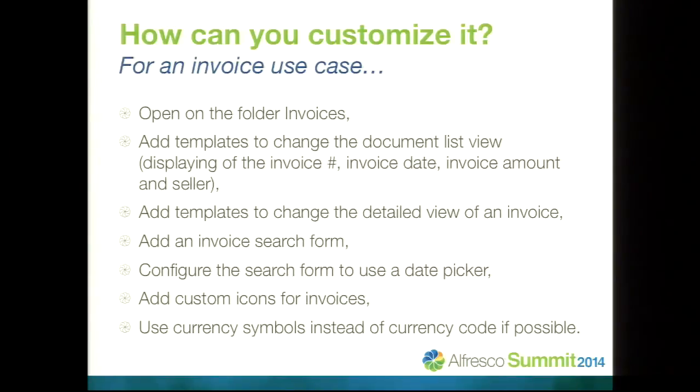So first, instead of displaying the entire repository, we just opened the folder invoices. We added a template to change the document list view, so on the right side we have custom metadata. We added a template to change the detailed view of an invoice to display custom metadata as well. We added an invoice search form. We configured the search form to use a date picker. We added custom icons as well. And we used currency symbols instead of currency codes if possible. So instead of displaying EUR, we just use the euro symbol.